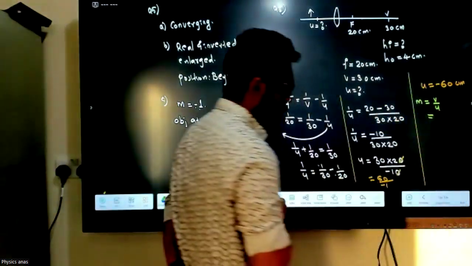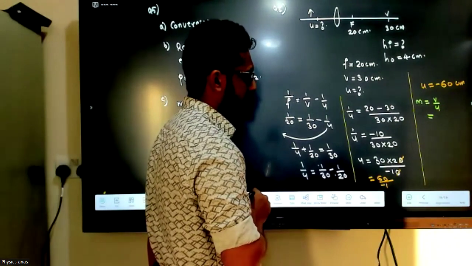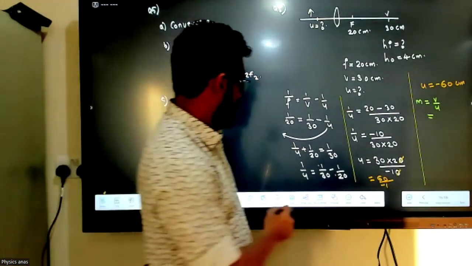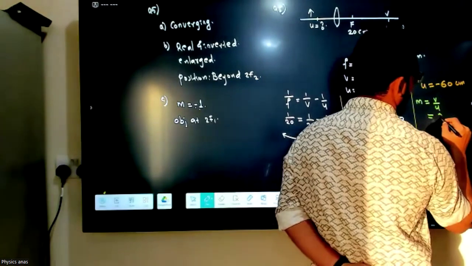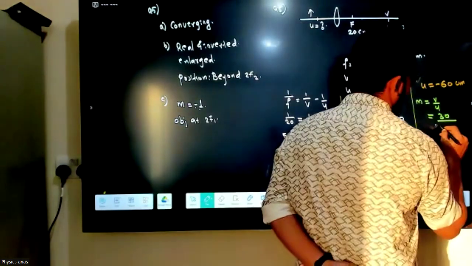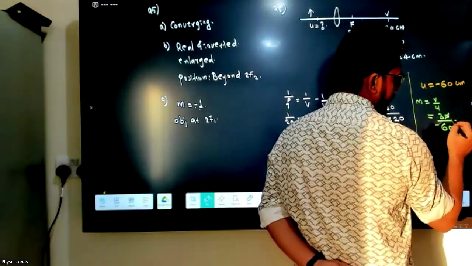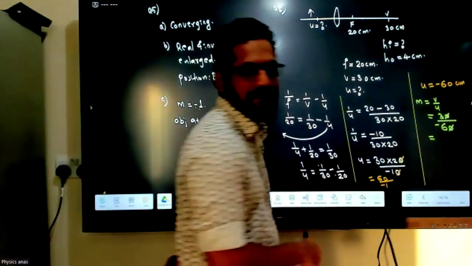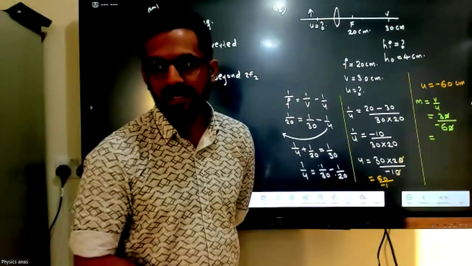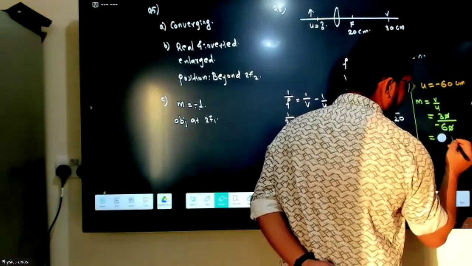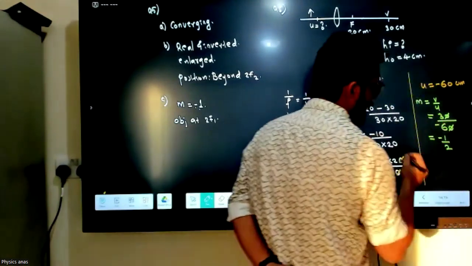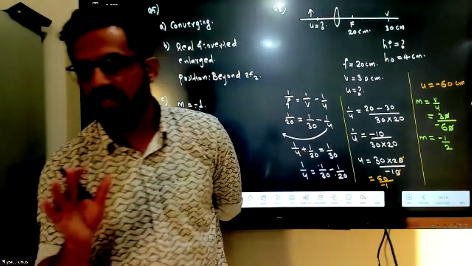So you have to use V by U. What is V? V is 30 centimeter, divided by U, which is minus 60. A 0 is gone. 3 by minus 6 will be minus 1 by 2. That's the magnification. You got the magnification now.